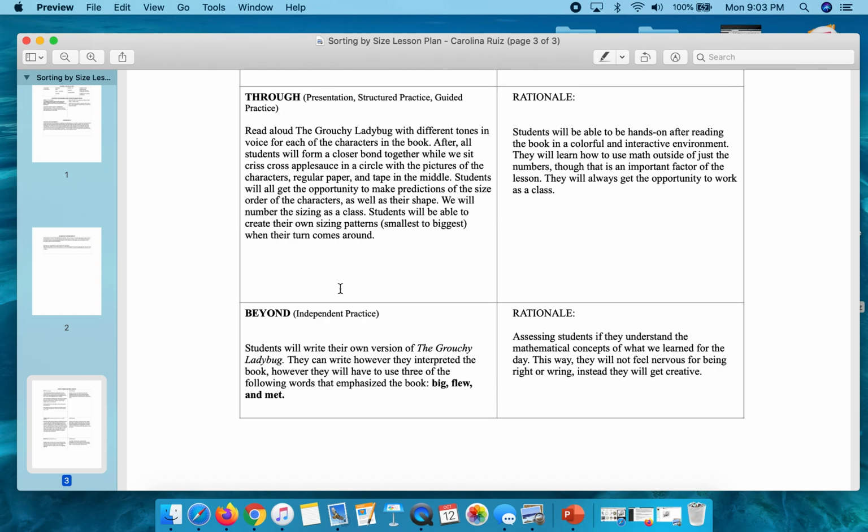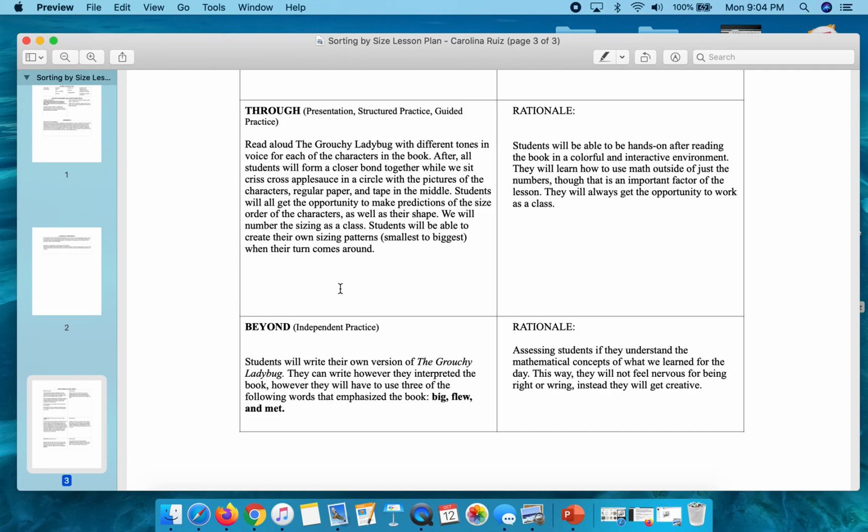Through. Read aloud The Grouchy Ladybug with different tones and voices for each of the characters in the book. After, all students will form a close bond together while we sit crisscross applesauce in a circle with the pictures of the characters, regular paper, and tape in the middle. Students will get the opportunity to make predictions of size, order of the size and order of the characters as well as their shape. We will be numbering the sizing as a class. Students will be able to create their own sizing pattern, smallest to biggest, when their turn comes.